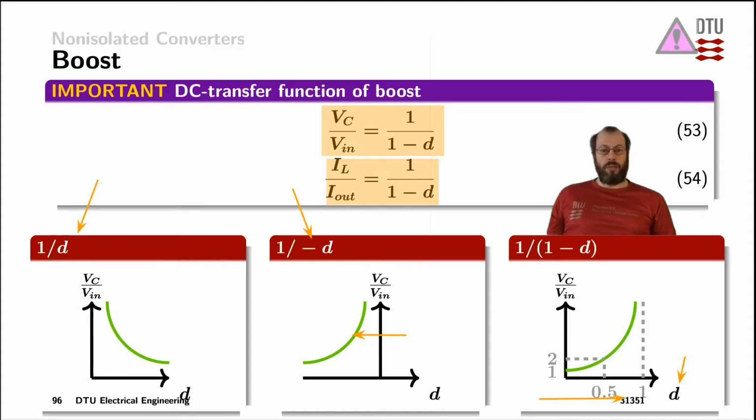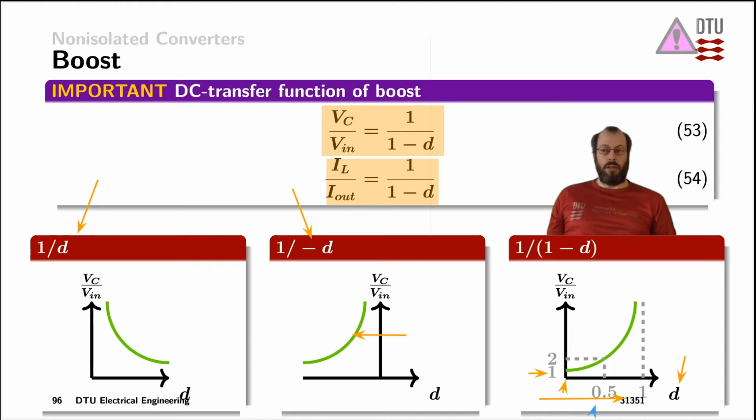That gives us a few operating points that are rather interesting for a boost converter. At a duty cycle of 0%, the equation 1 over 1 minus d equals 1. That means that the output voltage is equal to the input voltage. And from there on, it can only rise with the rising duty cycle.